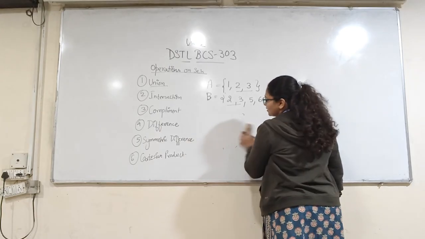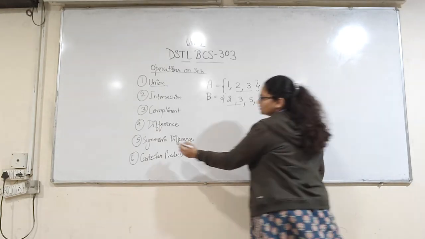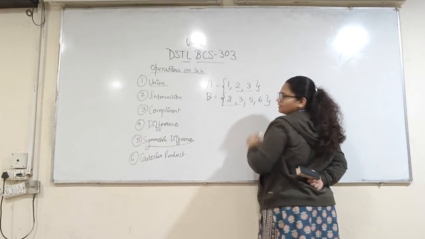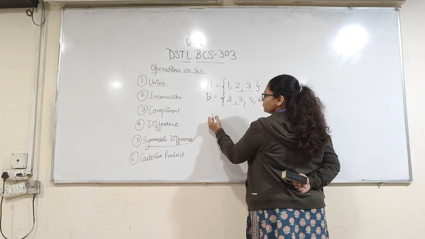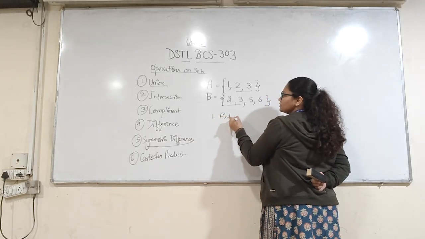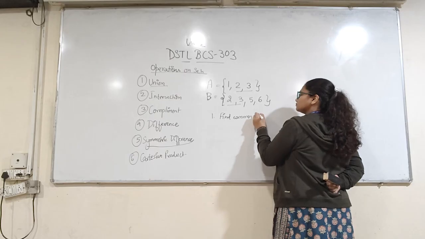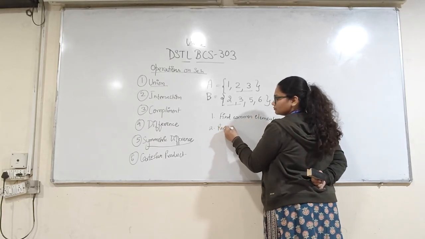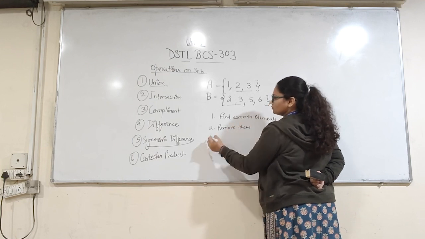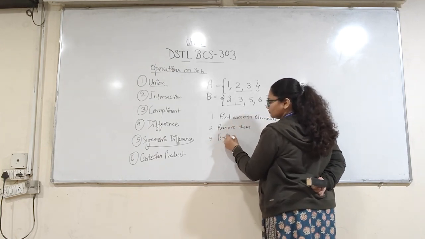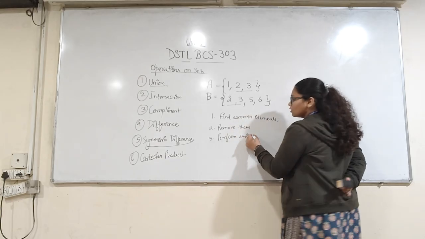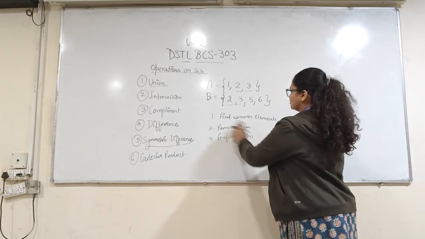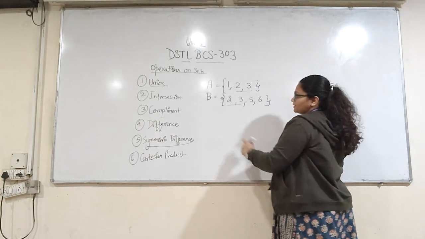Coming to our next operation, that is symmetric difference. Now, in this, what we'll do? Step 1, find common elements. Remove them. Perform union. Or you can do reverse. You can first find union and then you can remove the common elements. So, and the sign of symmetric difference is this.